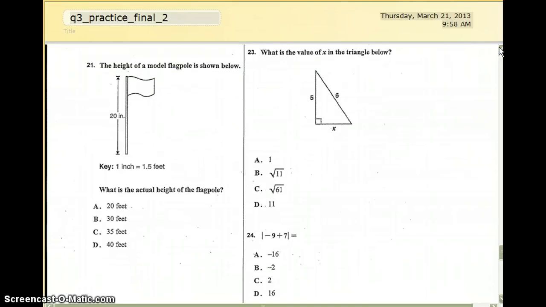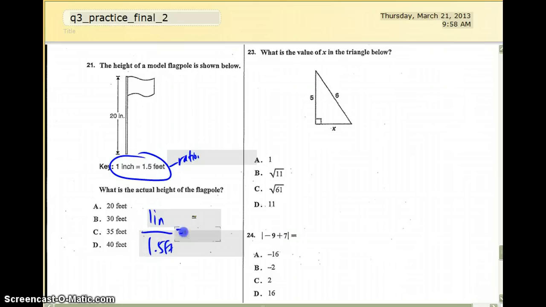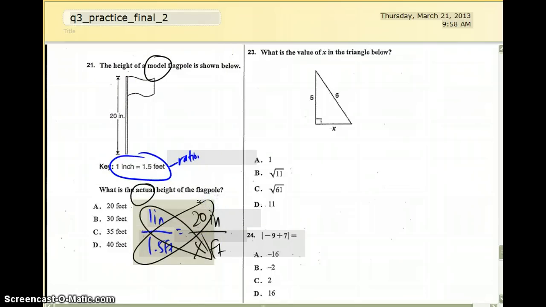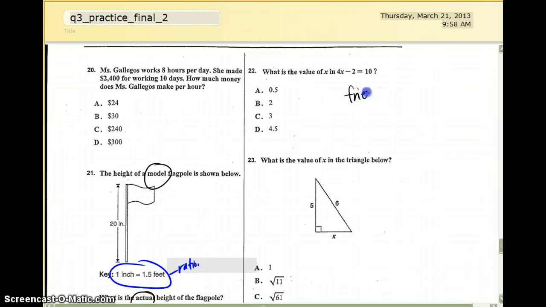In number 21, we have this flagpole that's 20 inches. Now, there's a little key here that is kind of like a ratio. So we could write a proportion, 1 inch for every 1.5 feet. And we can do the same thing for the actual size of the flagpole, which is 20 inches. But look for how many feet it is, because inches is the model, but feet would be the actual height in real life. So then I'm going to cross multiply. I'm not going to work that out for you, but the answer will be B. Number 22 would be kind of like a friends and family question, and I'm not going to do that for you.